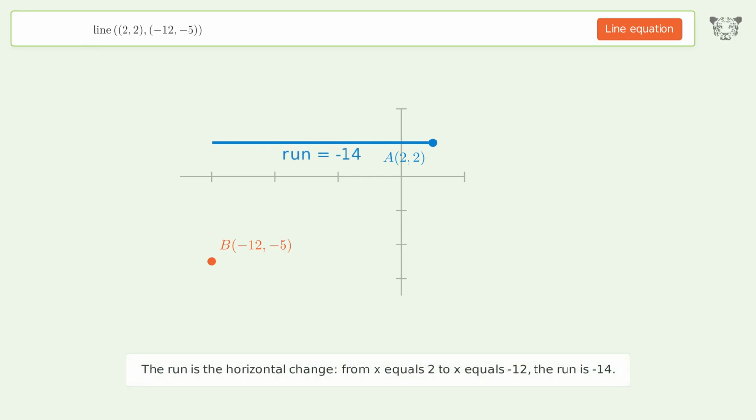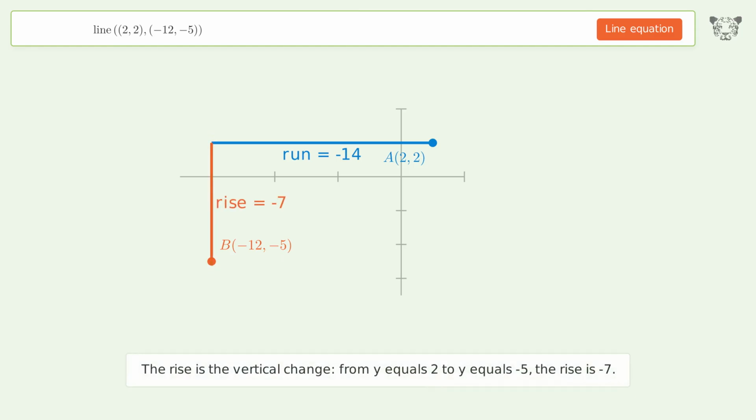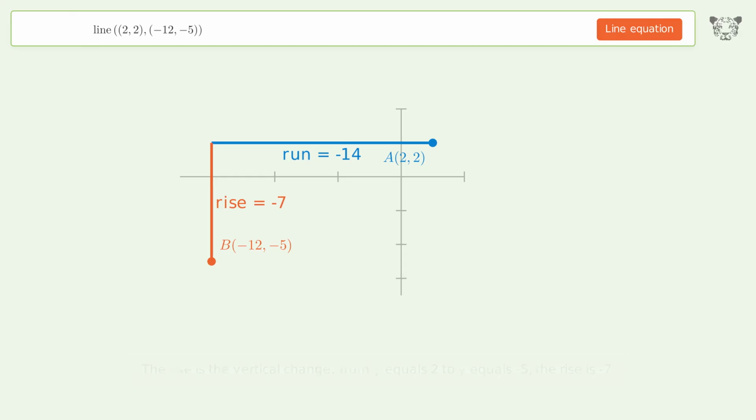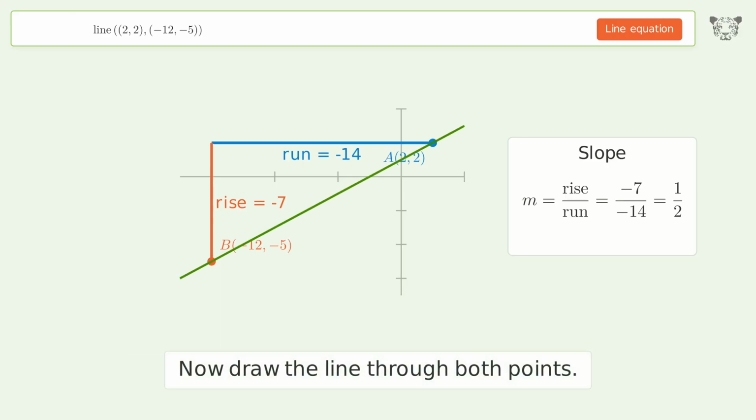The run is the horizontal change, from x equals 2 to x equals -12, the run is -14. The rise is the vertical change, from y equals 2 to y equals -5, the rise is -7. Slope is rise divided by run, -7 over -14, which simplifies to 1 over 2. Now draw the line through both points.